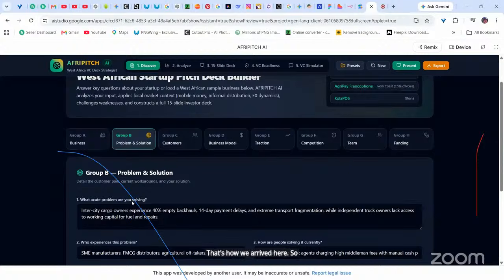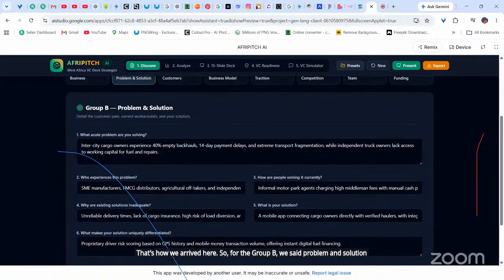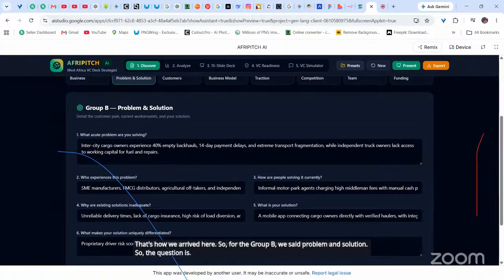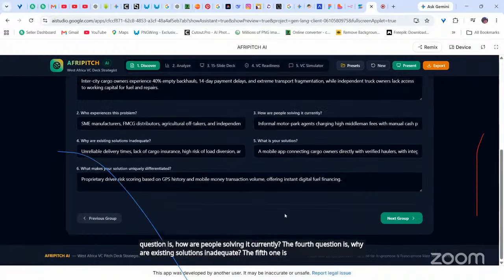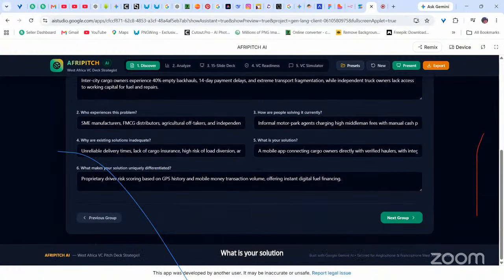So for group B, we have problem and solution. The first question is, what acute problem are you solving? The second question is, who experiences this problem? You input your answer. The third question is, how are people solving it currently? The fourth is, why are existing solutions inadequate? The fifth is, what is your solution? The sixth is, what makes your solution uniquely differentiated?